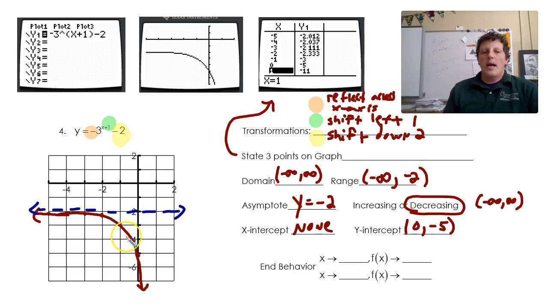For end behavior, as I go left forever, I approach. As I go towards -infinity, as my x values go towards -infinity, my y values go towards -2. As my x values go towards positive infinity, my y values go towards -infinity.